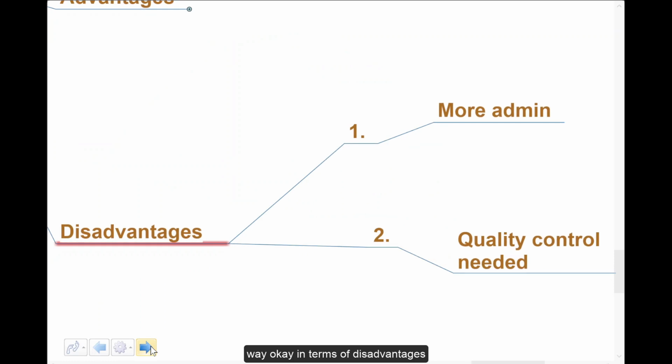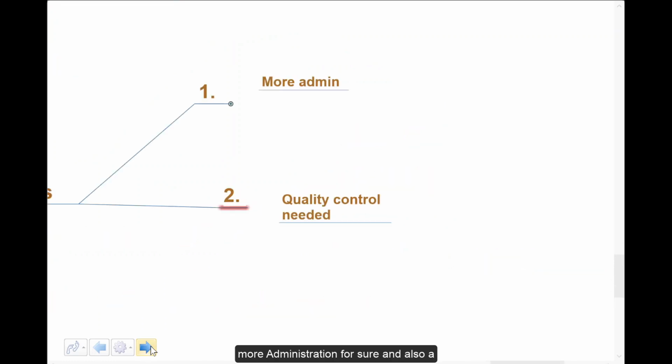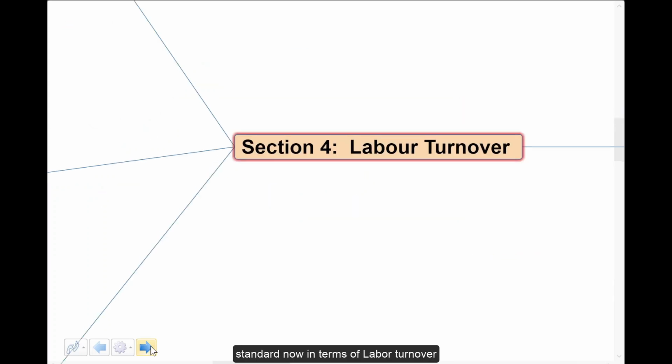In terms of disadvantages, clearly, it's a more complex system. So more administration for sure, and also a requirement to control quality. Because in effect, if you're paying more for, let's say, more production or for achieving targets, you have to ensure that the output that the employee is producing is in line with a quality standard. Now, in terms of labor, turnover is an important area.